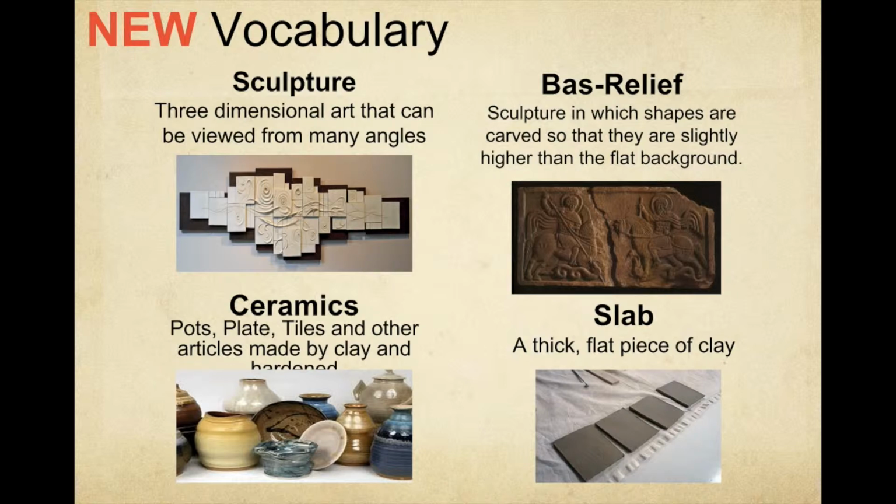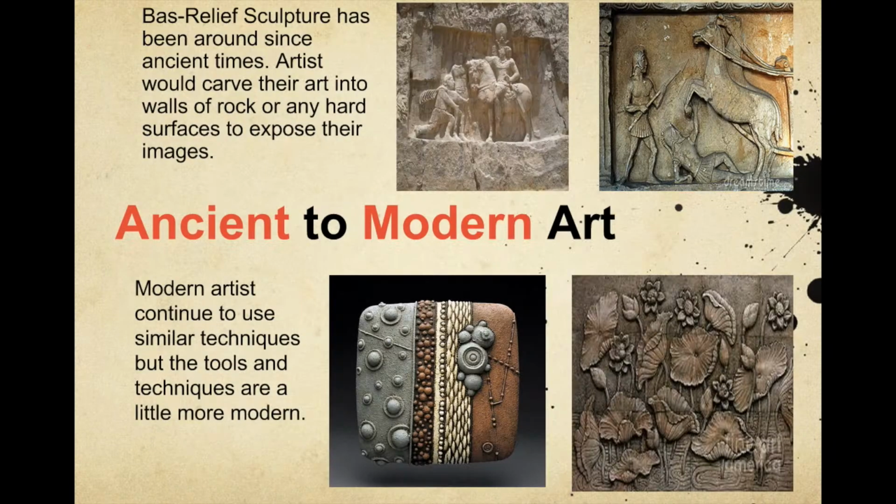So it's sculpture in which shapes are carved into the actual medium so that they are slightly higher than the flat background. So when you carve down, other things pop up. Now ceramics, they are pretty much pots, plates, and other things that are made by clay and harden. And then we have slabs, which we're going to work with, which is a flat, thick piece of clay.